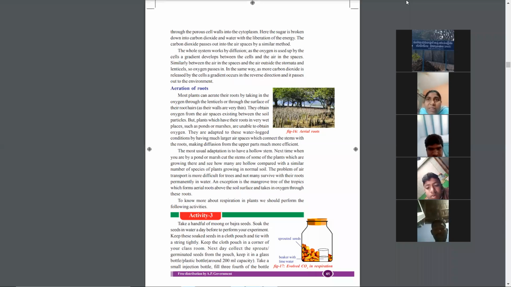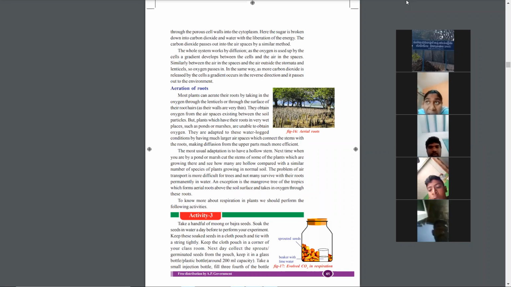Okay, so next, the special cases. Special cases means those plants which are present in waterlogged conditions. In that case, they have developed large air spaces, more large air spaces when compared to the normal cases, that will connect the stem with the roots, working by the diffusion process.